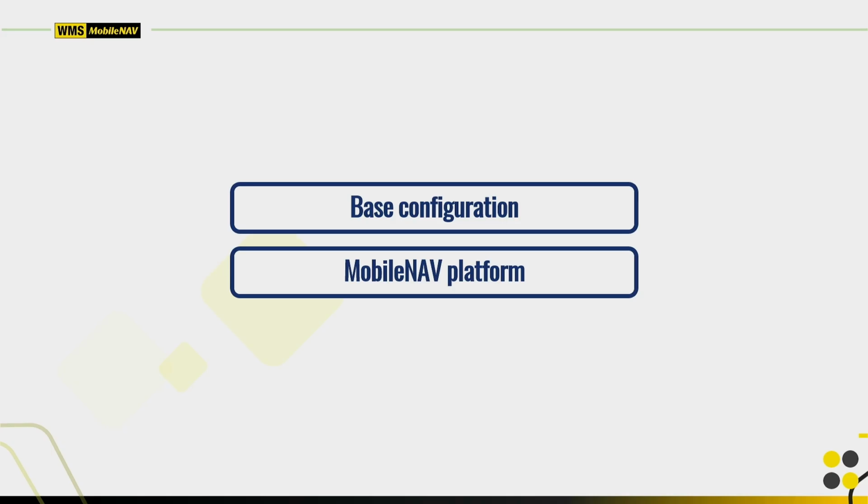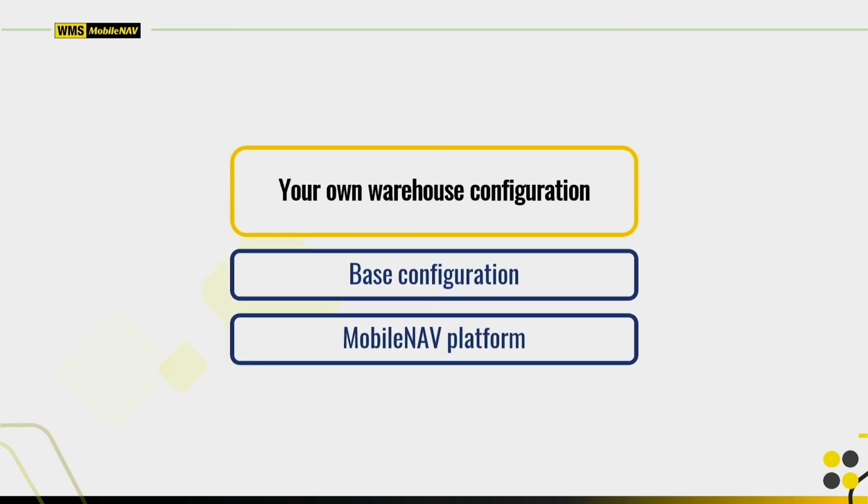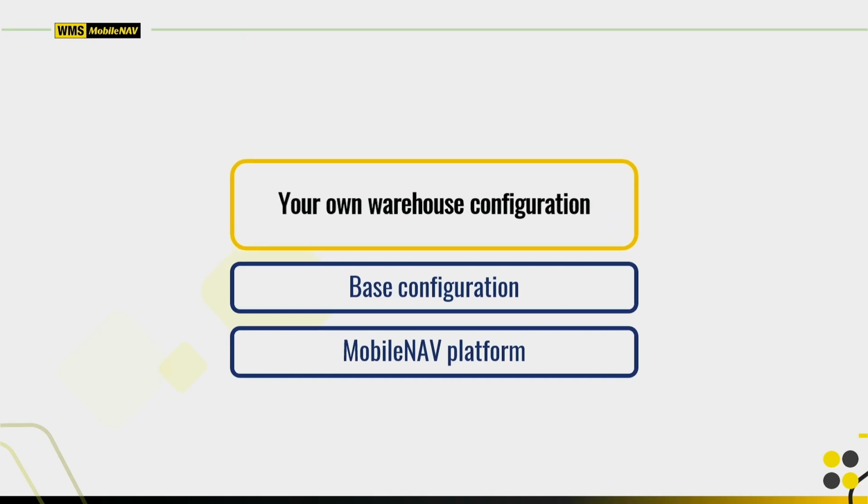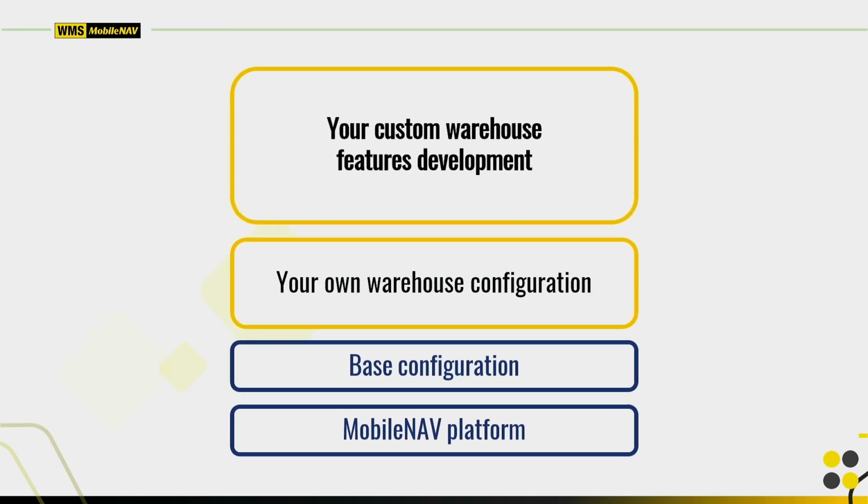It's built on the proven MobileNAV platform. We also supply you with our base configuration, which gives access for various industries like sales, job management, inventory management, and of course, one of the most important things in inventory management is warehouse management. MobileNAV being extensible allows you to easily generate your own warehouse configuration and roll it out quickly, push it onto the devices. But if you need something that is not present in our out of the box, you can create your custom warehouse features as well.